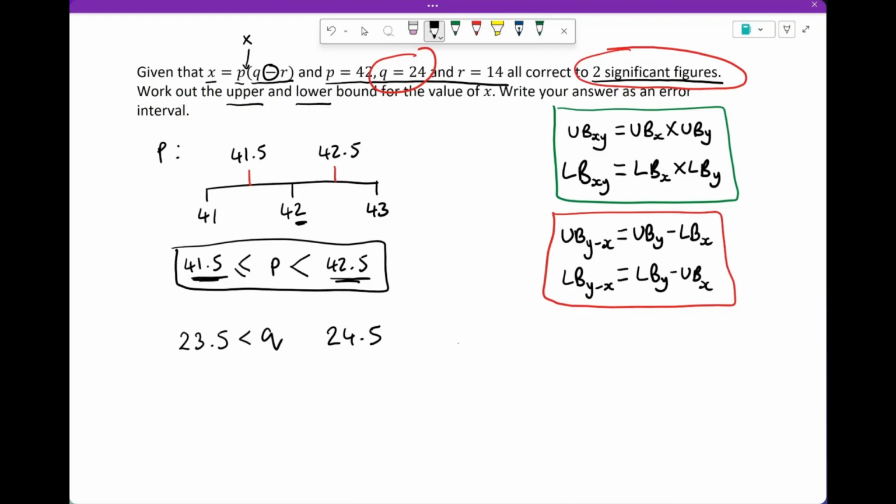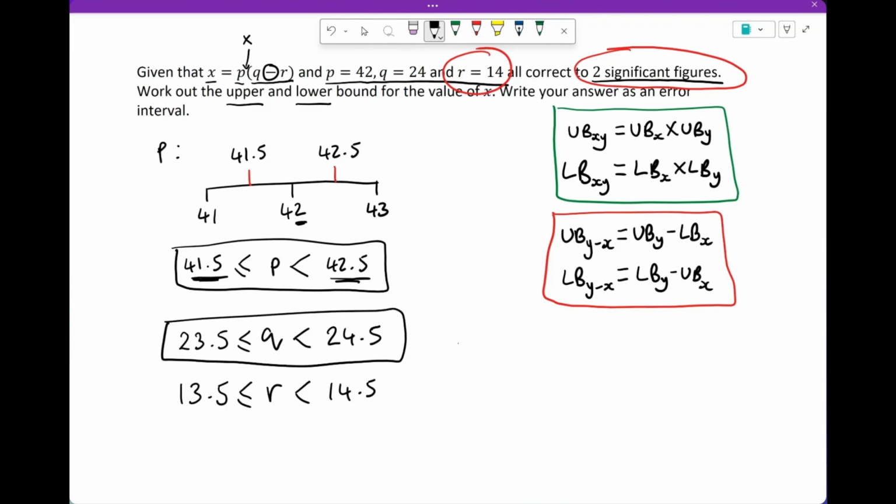And we'd have the same inequality symbols. So you can see we're just adding and subtracting 0.5 in order to get my upper and lower bound in this case. But let's do R. So R is 14. So I'm going to write R in the middle. Then 14 plus 0.5 is 14.5. And then we'll put our inequality symbol in. And then 14 subtract 0.5 is 13.5. And we'll put our inequality symbol in. So we now have our 3 error intervals. We now just need to make use of them in order to get the error interval for x.